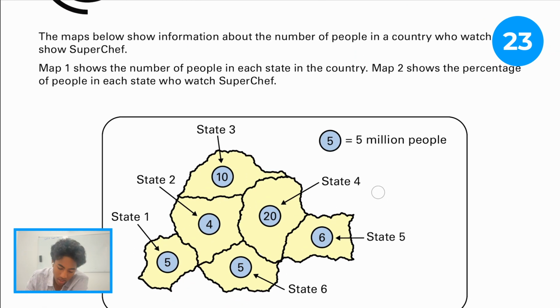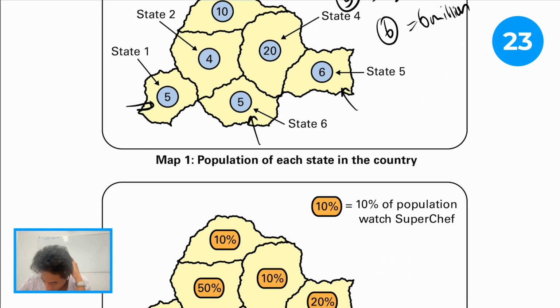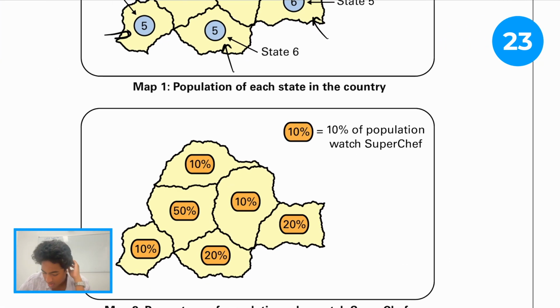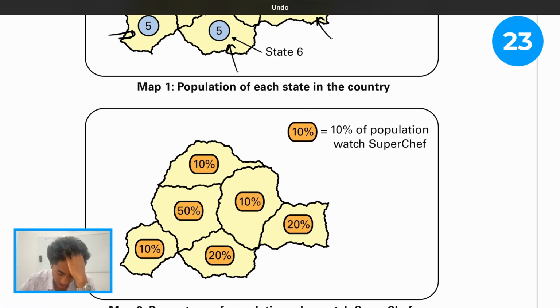Alright. So, when it has the number in a circle, it's saying there are 5 million people. So that means 6 in a circle means 6 million. It's basically saying how many million people live in that state. In state 5, there are 6 million. In state 6, there are 5 million. In state 1, there are 5 million. Like that, and so on. Then see, the number inside this little oblong would be the percentage of the population who watch Super Chef.